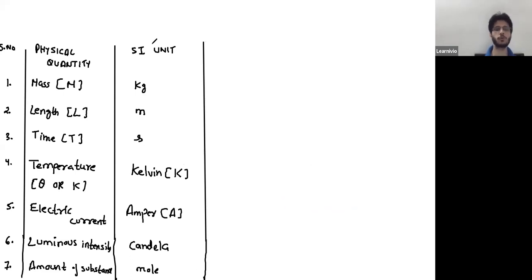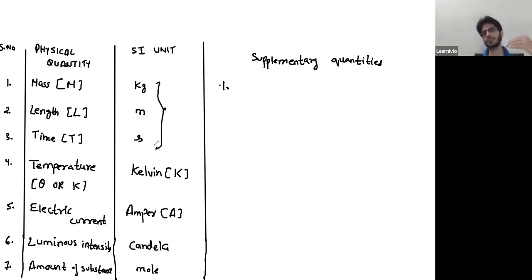These are 7 fundamental quantities. Now after these 7 fundamental quantities, there are 2 more quantities which are known as supplementary quantities. See, these 7 quantities are like letters of a language. In English, you have 26 letters. In physics, you have 7 quantities. All other hundreds of quantities can be expressed in terms of these 7 quantities. In fact, the entire syllabus of class 11 can be expressed in terms of just mass, length, and time. That's it.